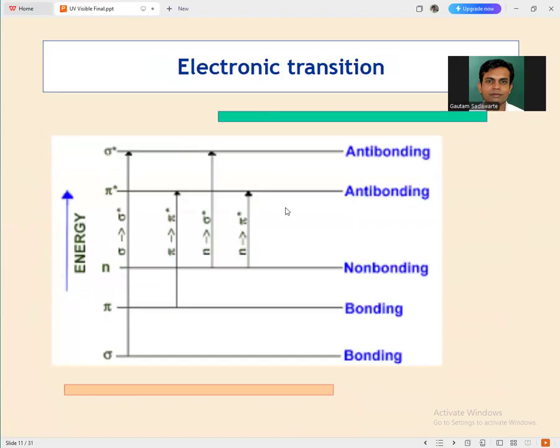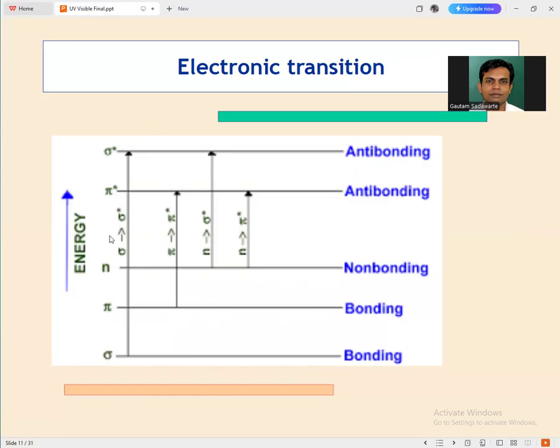So these are electronic excitations that occur. There are four types of electronic excitation. The first one is sigma to sigma star. These are various energy levels: sigma bonding, pi bonding, and n for the non-bonding energy level, then pi star. Pi is bonding and pi star is anti-bonding; sigma is bonding and sigma star is anti-bonding. So these are basically the four types of electronic excitation.